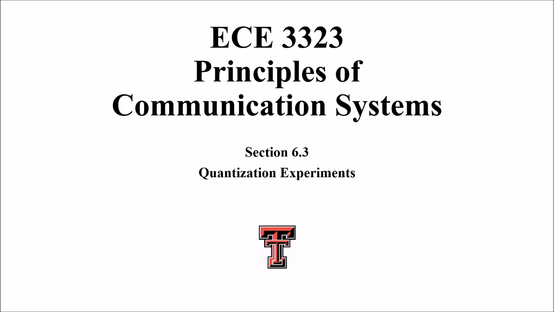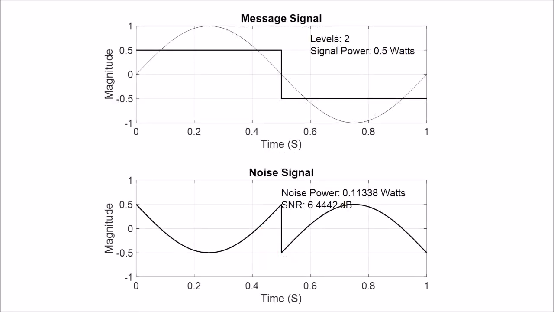Some MATLAB numerical simulations to investigate signal quantization and quantization noise. The first set of simulations uses a sinusoidal message signal illustrated in this top trace by the thin line illustrating the sinusoid, and a varying number of bits to quantize this message signal, starting with 1 bit, which would be 2 levels.